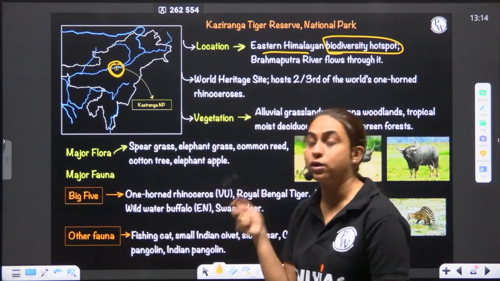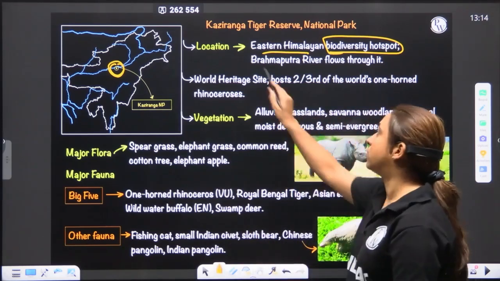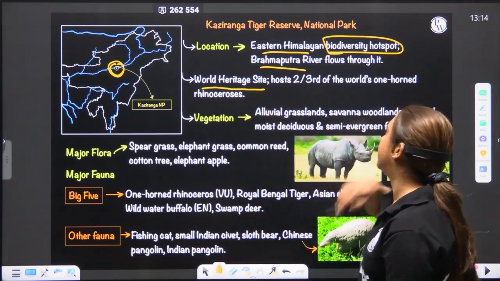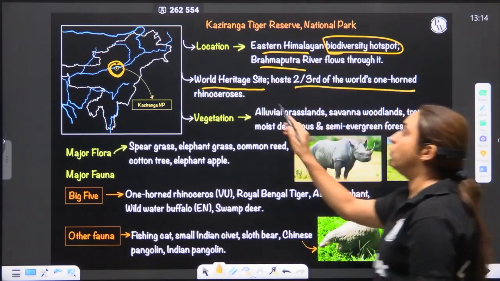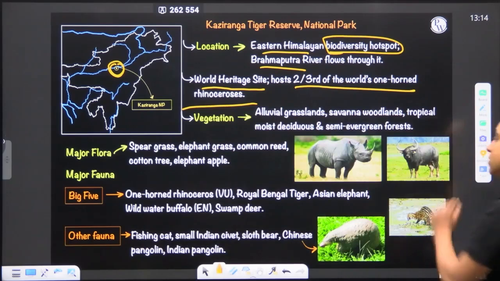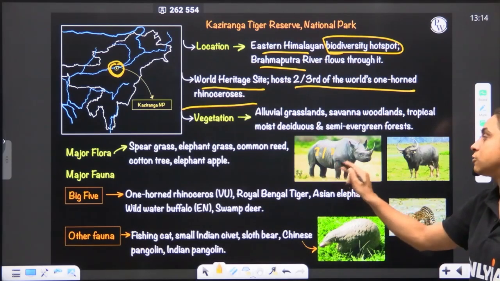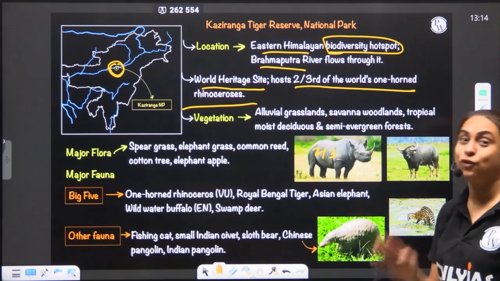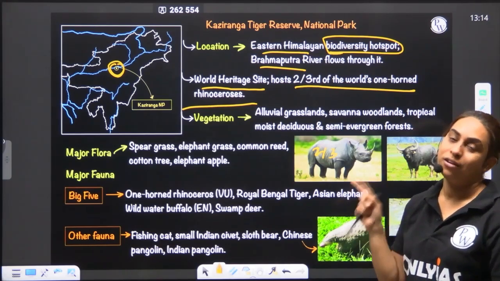Kaziranga National Park is one of the biodiversity hotspots. We know that river Brahmaputra is flowing through it. We can see that it is also a World Heritage Site. It is actually having a lot of population of rhinoceros. So this is the rhinoceros that you can see. So two-thirds of the world's population, not India, world's population, two-thirds of the population is along Kaziranga. Okay?